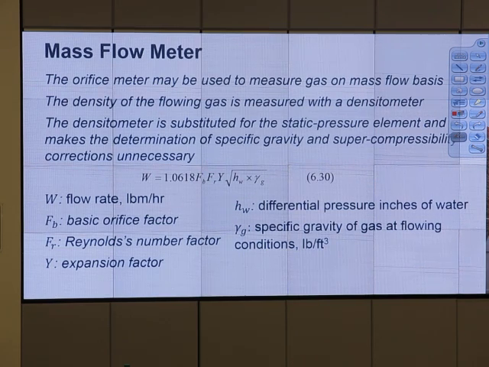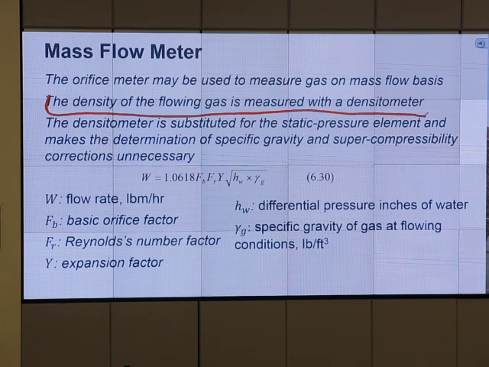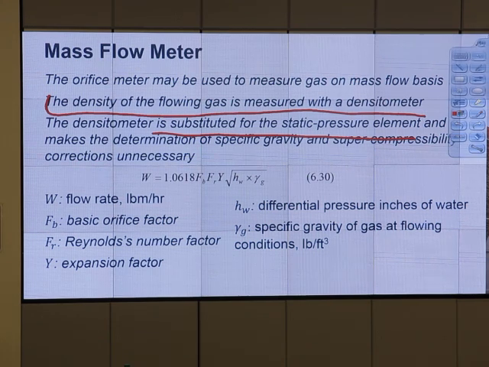Okay, a little bit on the mass flow meter. An orifice meter may be used to measure gas on a mass flow basis, but an orifice meter doesn't really measure the mass. It measures the pressure drop and converts that pressure drop to mass. The one that measures the mass directly is the Coriolis flow meter. The density of the flowing gas is measured with a densitometer. The densitometer is a substitute for the static pressure element method to determine the specific gravity and supercompressibility correction necessary.